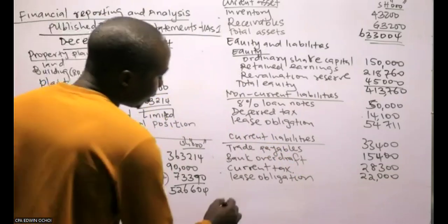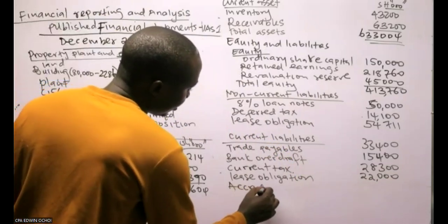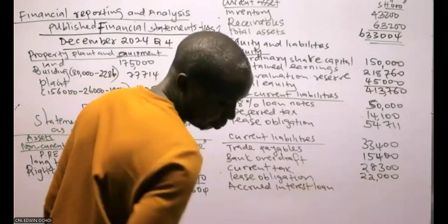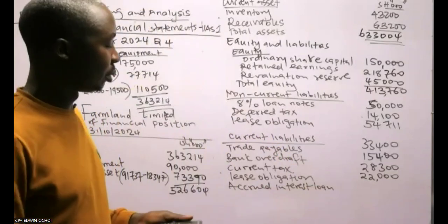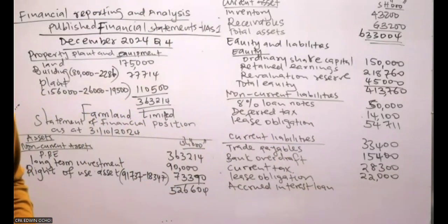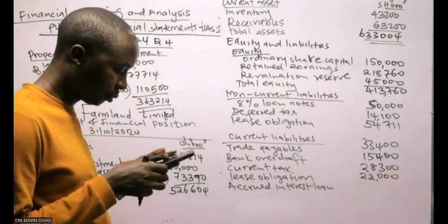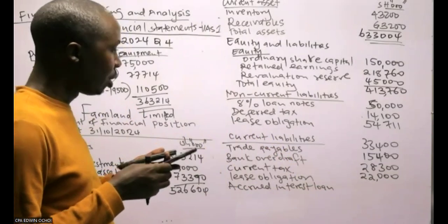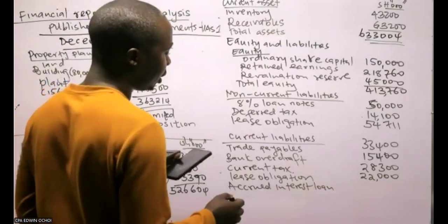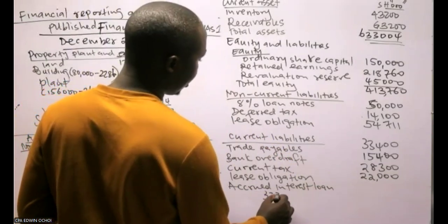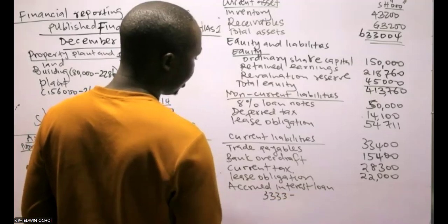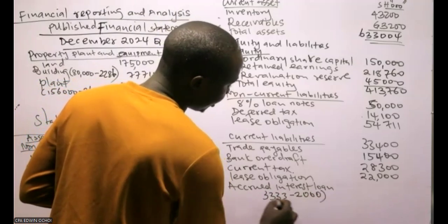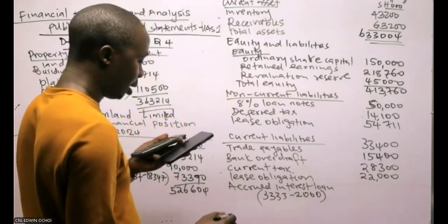Then accrued interest. The accrued interest loan. If you check on your question, loan interest paid is 2K. The one which is paid is 2,000 from the trial balance. That is what they said.